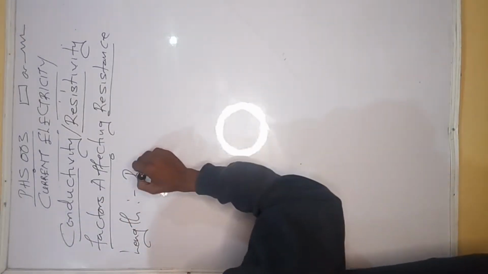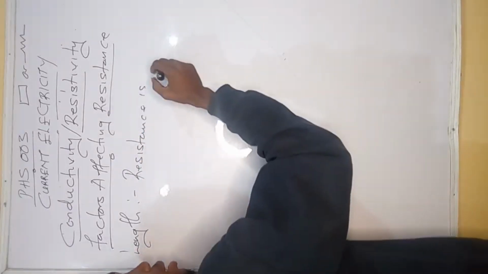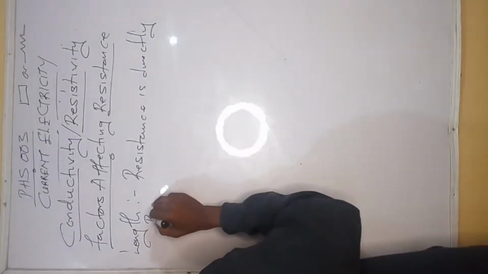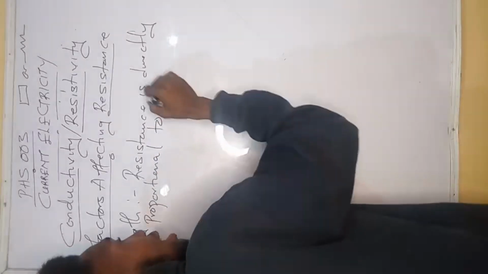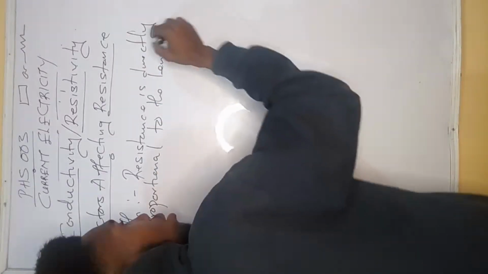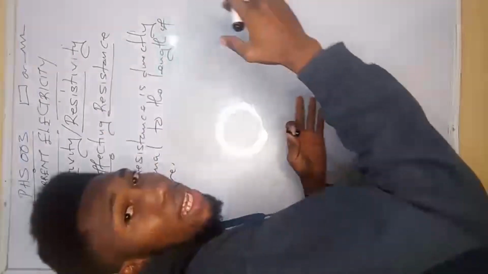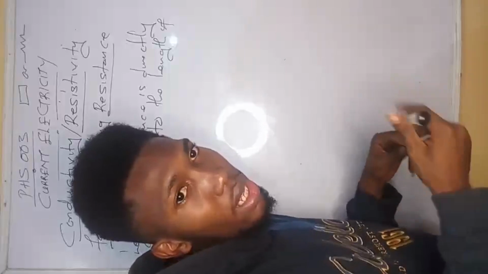And we say resistance is directly proportional to the length of the wire. So this statement means the longer the length, the higher the resistance; the shorter the length, the lower the resistance.